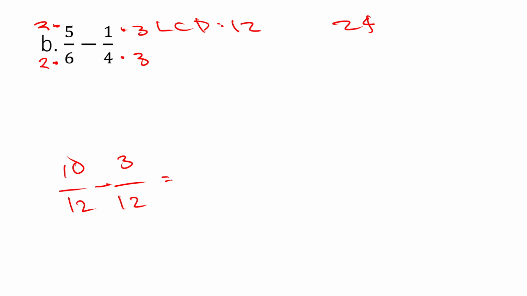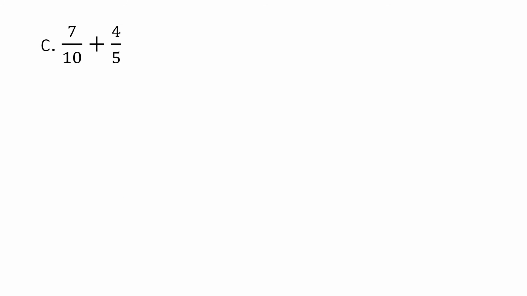Let's subtract 10 minus 3 all over 12. What you're going to get is 7 over 12. And that's your final answer. Hopefully you got 7 over 12 for B. And we move on to C. We have 7 over 10 plus 4 over 5.